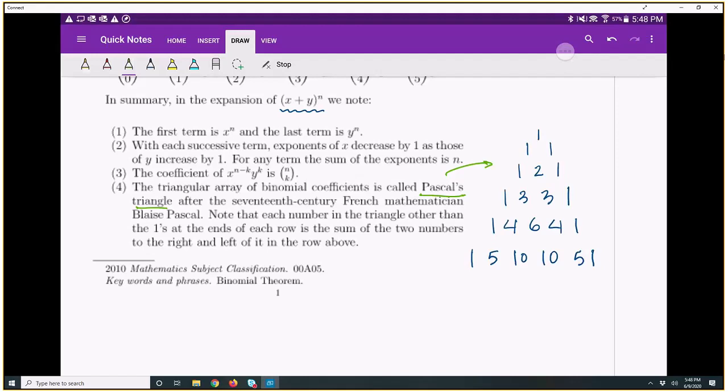And it has this interesting pattern, which is that each number in the triangle, other than the ones at the end of each row, is the sum of the two numbers to the right and left in the row above. So, for example, 1 plus 1 is 2. 1 plus 2 is 3. Or 3 plus 3 is 6, and so on. You can see these very nice things.